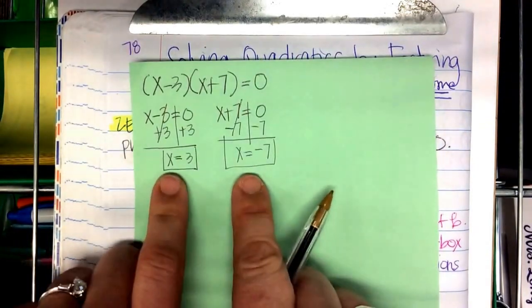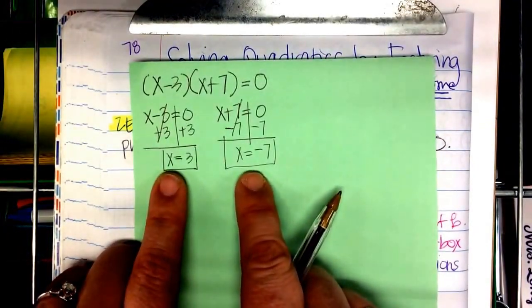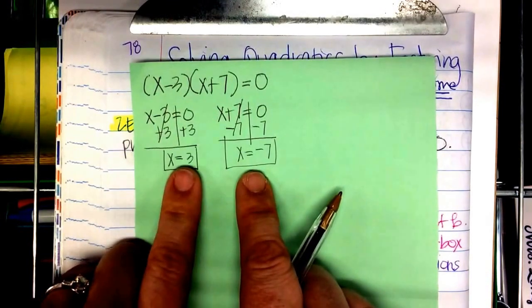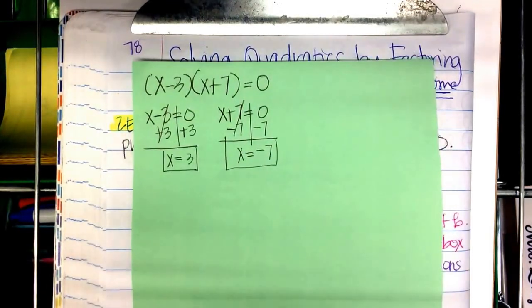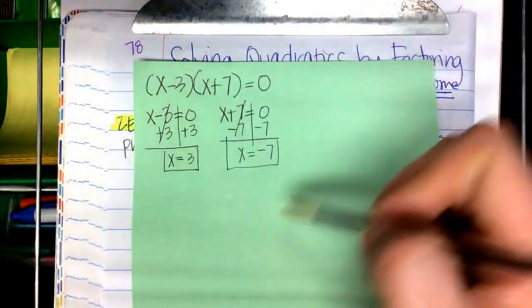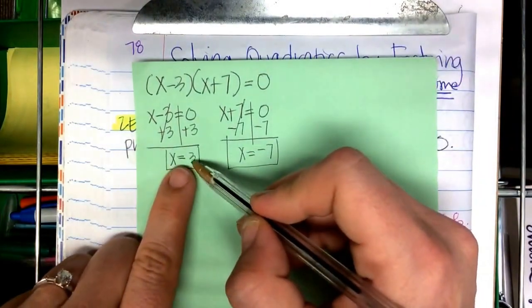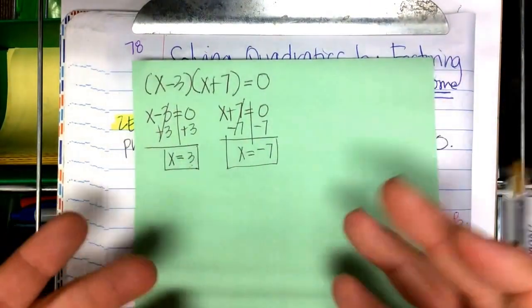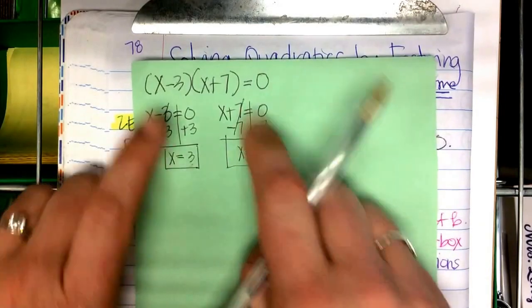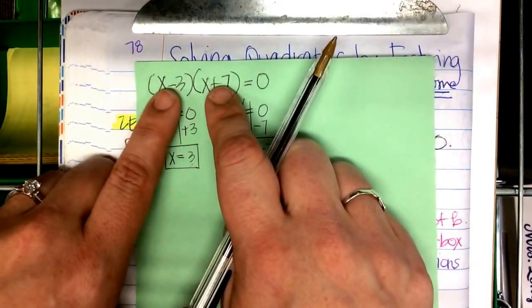How many solutions are in this quadratic equation? 2. 3 and negative 7. So if you graphed this problem, your intercepts would be at 3 and negative 7. But this is a lot faster than graphing this problem.